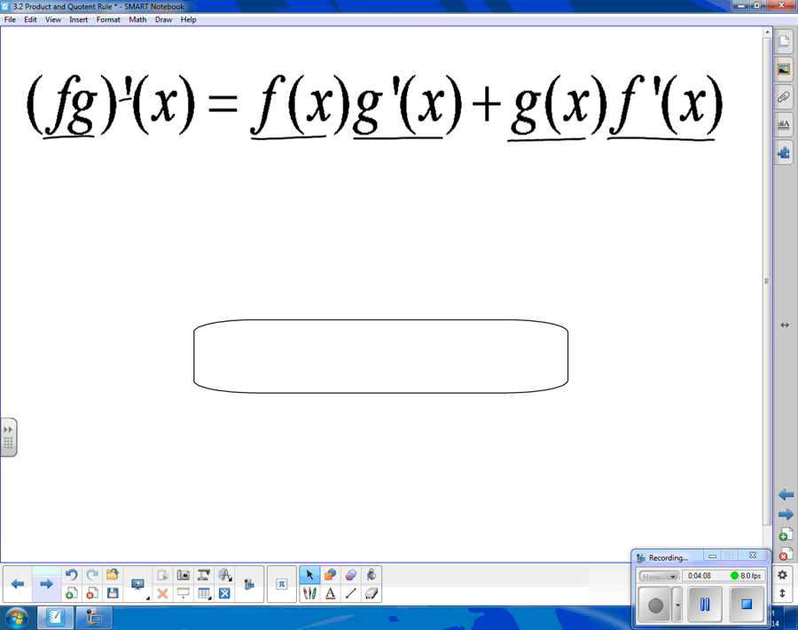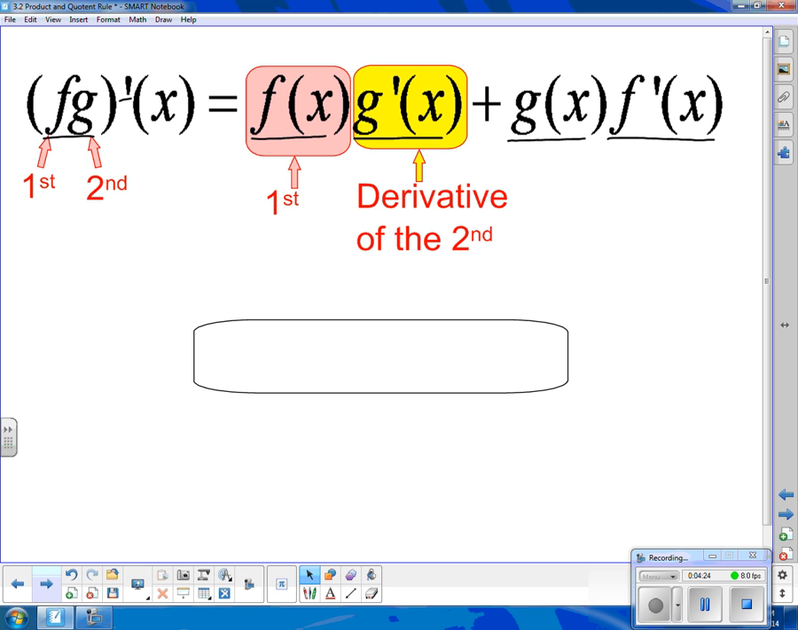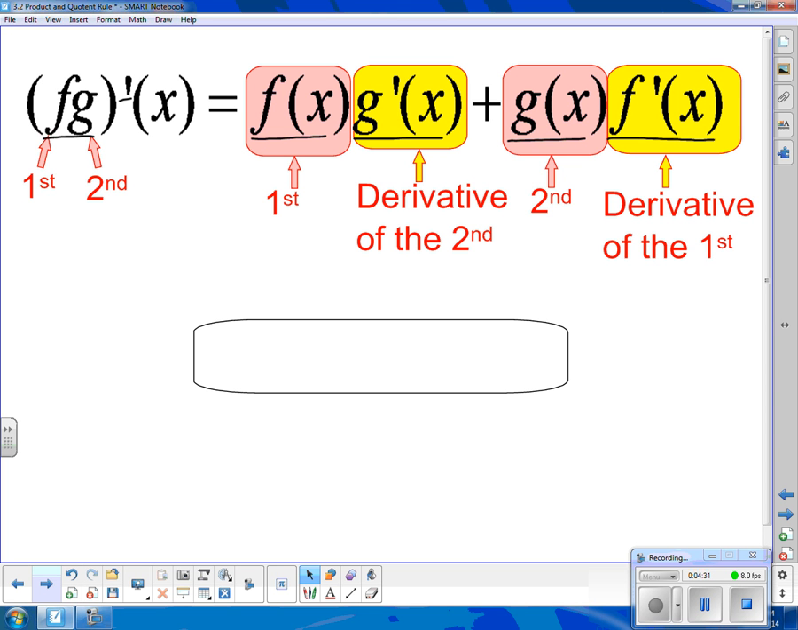Some ways that you can think about it to help you remember. We often refer to the f, or the first function, and the other part of the product as the second function. So we've got the first and the second. And so the derivative is the first function times the derivative of the second function plus the second function times the derivative of the first function. And I actually say those words, first times the derivative of the second plus second times the derivative of the first, when I'm doing the derivative of a product.